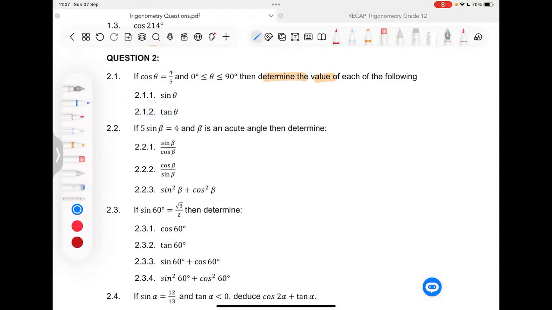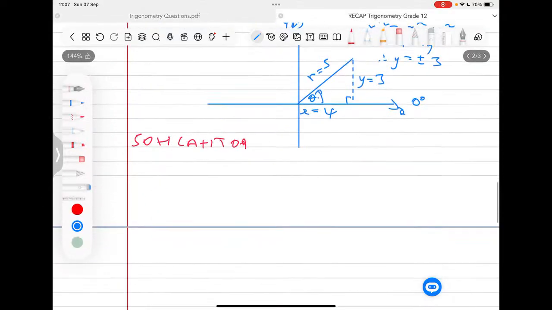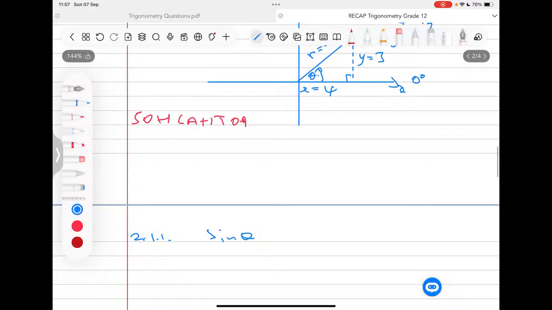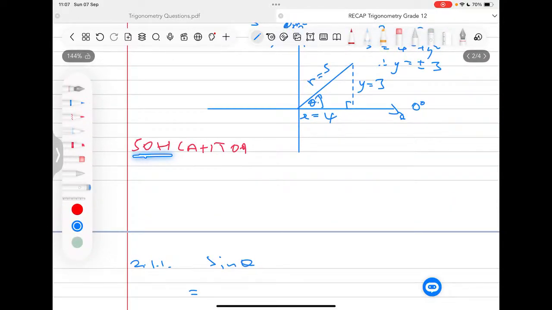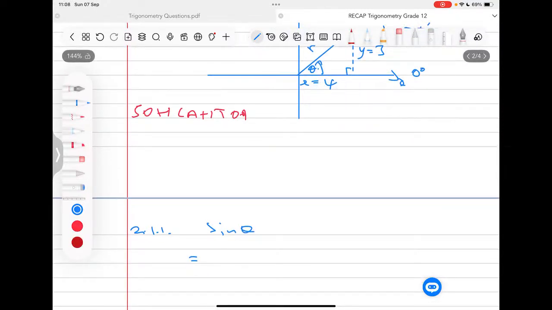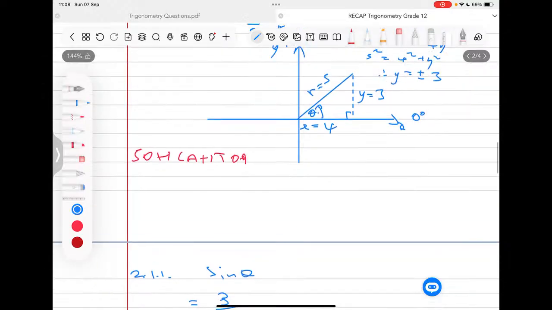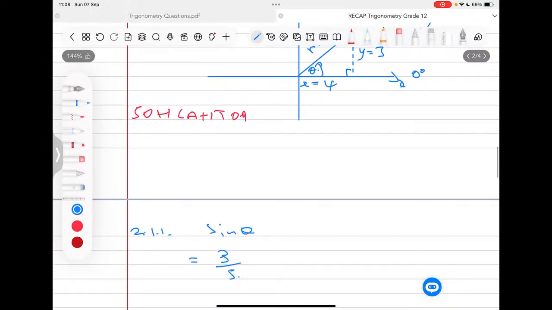So the first one requires us to find the sine of theta. So we are given 2.1.1. We want to find the sine of theta. Now, for you to be able to find the sine of theta, you have to use this again to say the side opposite the angle over the hypotenuse. So this will be given by 3 over 5. That's how you solve that.